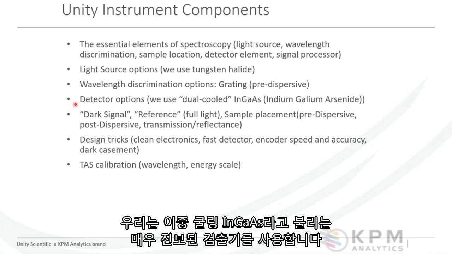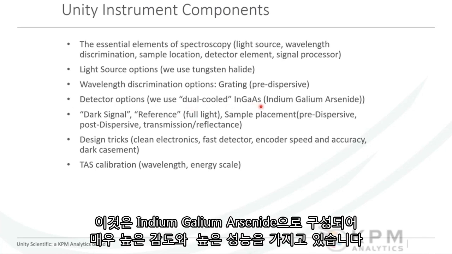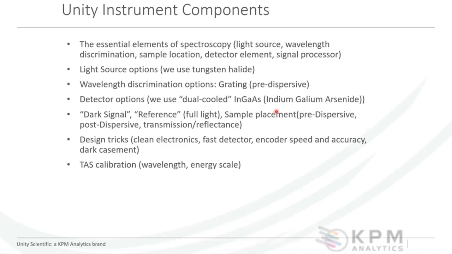We've got various detectors. There are different compositions, different types of detectors. We use an InGaAs detector. We use a very advanced one called dual-cooled InGaAs. The substrate is made of indium gallium arsenide. These have a very high sensitivity and they're very high performance detectors. This is used to take the reflected energy and transform it into a voltage.